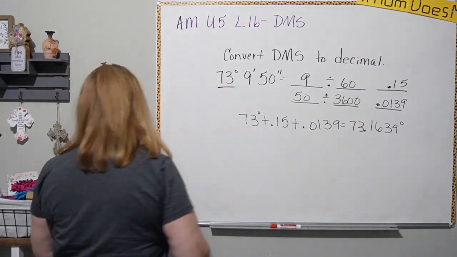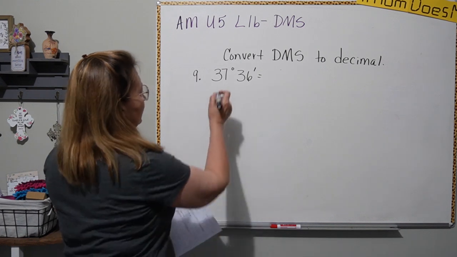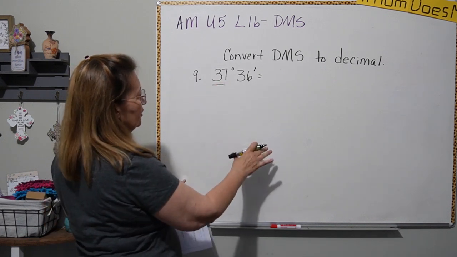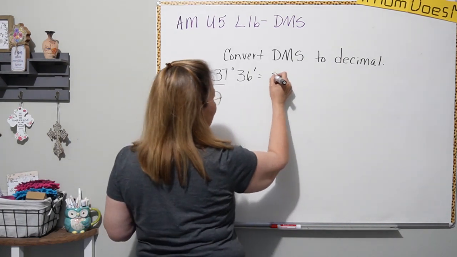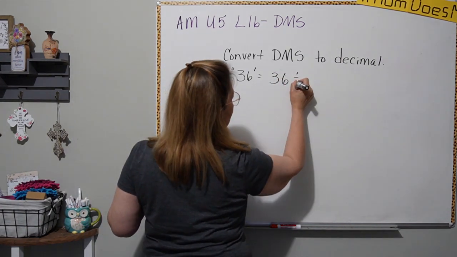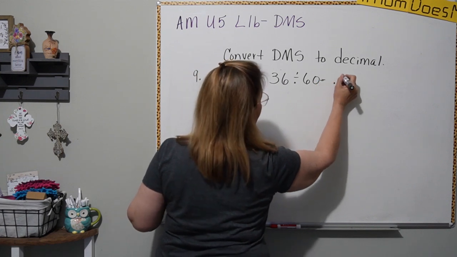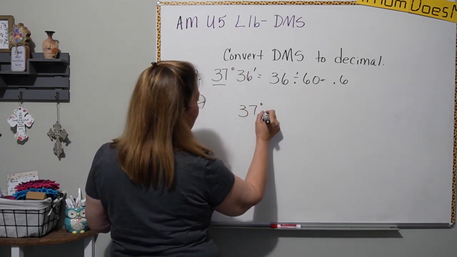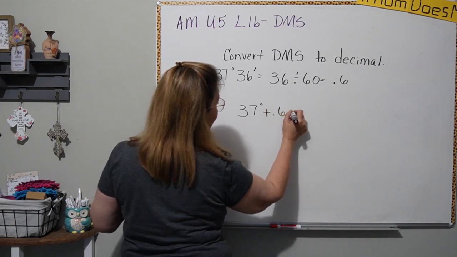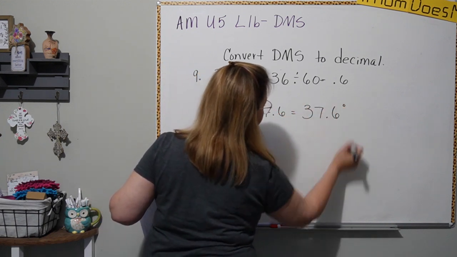So let's practice. Okay, so here's number 9, 37 degrees, 36 minutes. Now the 37, we're not going to fool with that. That's going to be in our final answer. We're going to take the minutes and divide by 60. So if I divide 36 by 60, then that's going to get me 0.6, and then I'm going to come back and get the 37 degrees, and I'm going to add that to 0.6, so I get 37.6 degrees.